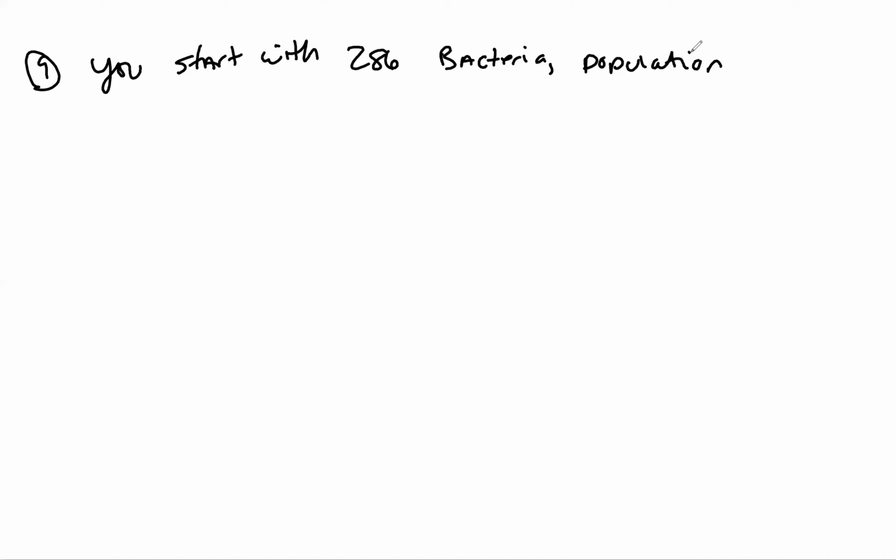All right, number 9. Okay, so you're scientists again, and this is going to be one of the population growth problems. So you start with 286 bacteria. Okay, and you have them in your little petri dish, and you're feeding them, and you're watering them, all that jazz. And in this particular problem, the population will quadruple every 13 minutes.